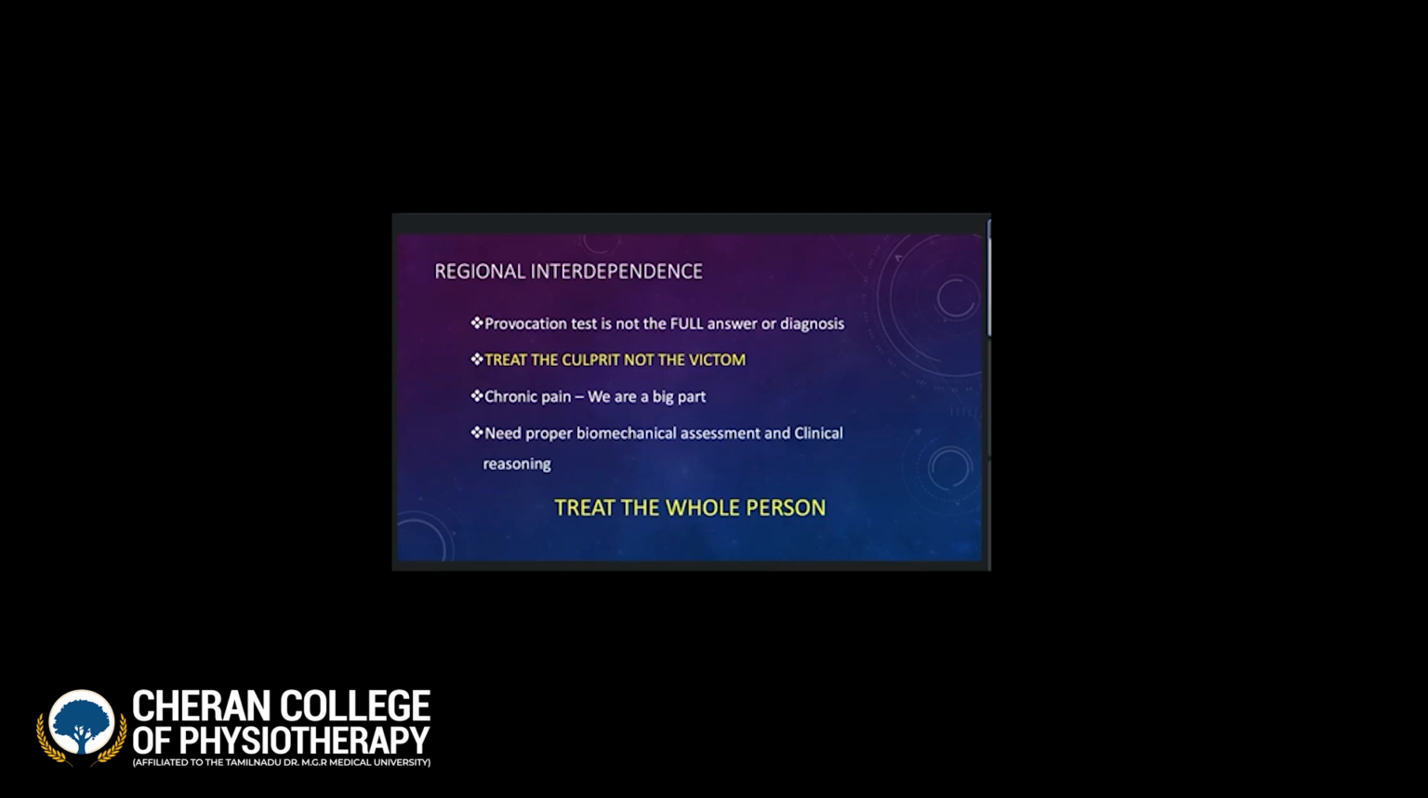If a patient complains of, say, anterior shoulder pain, obviously we are going to treat the shoulder, and most of the time, a common, normal physical therapist will only address the glenohumeral joint, try to eliminate the pain, and send the patient home. That's where I said earlier that we are a reason why people become chronic, because we do not understand our body fully. Provocation tests and special tests are great, but that's not the full answer or full diagnosis.